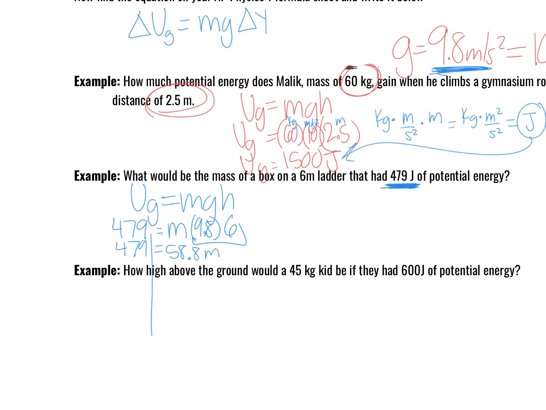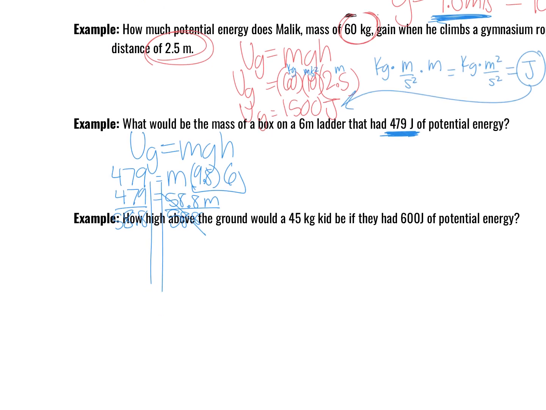I'm going to keep going. We'll come back and erase in a second. And since the 58.8 is being multiplied by the mass, we're just going to divide it on both sides, 58.8. Those go away. And the box must be 8.15 kilograms. Now, there was more to that decimal, but I rounded to 2 decimal places. So, that's how you would solve for the mass in this equation.